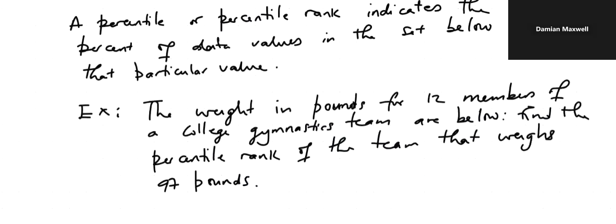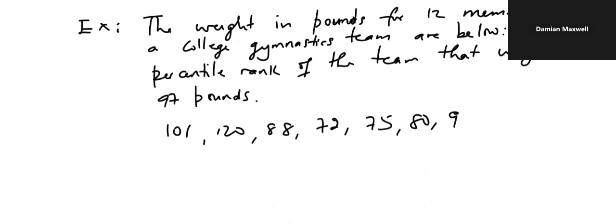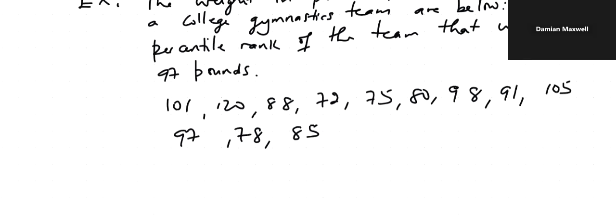All right. So these are the data values that they give us: 101, 120, 88, 72, 75, 80, 98, 91, 105, 97, 78, and 85. Now, it is important that you put these in order before you do your computation so you don't make any mistake. Now, let's order these.